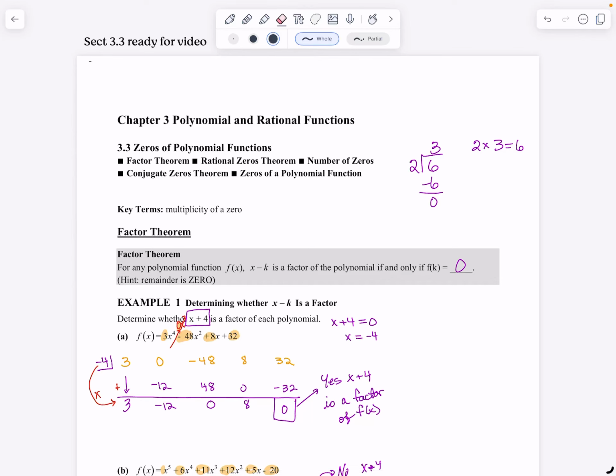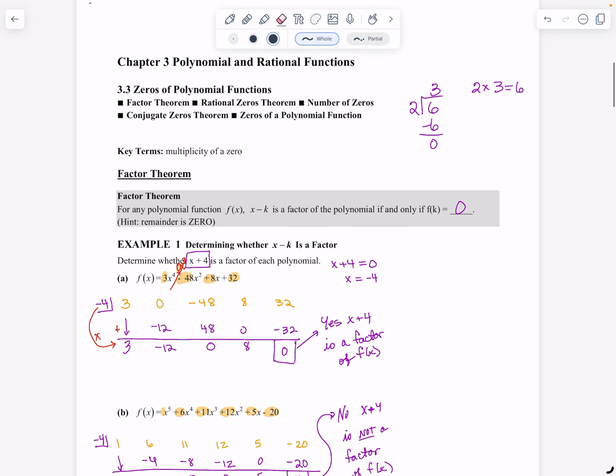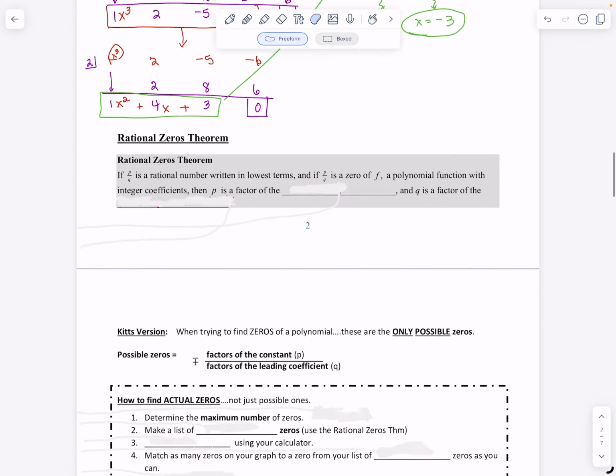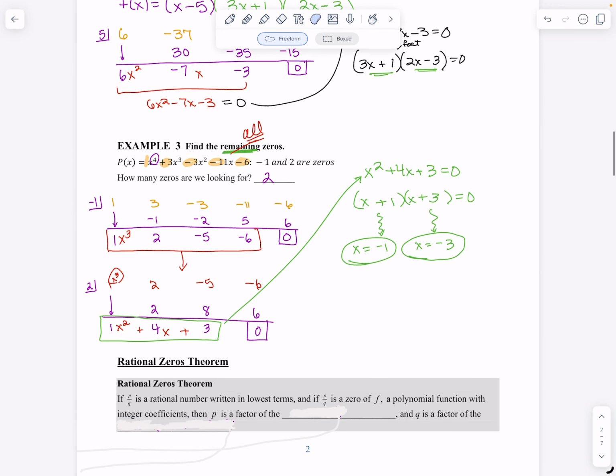So in this video, we're going to finish up section 3.3. First, I want to just remind you what we learned earlier in 3.3. So we talked about what happens if you get a 0 when you divide. So let's look at this one.